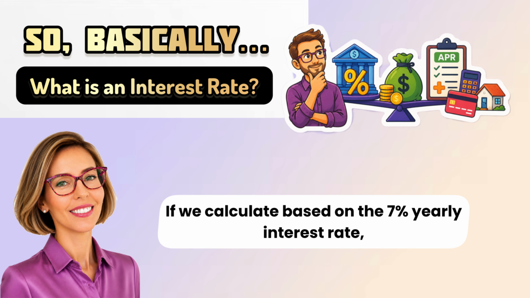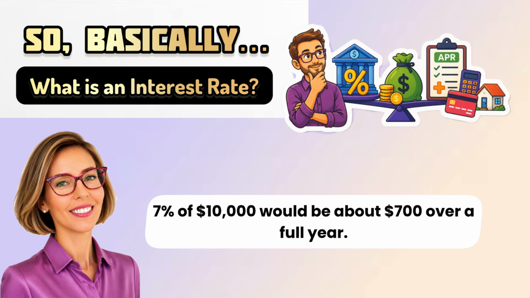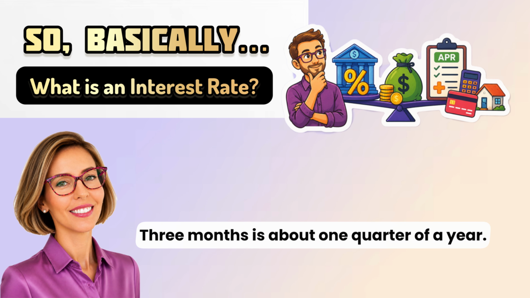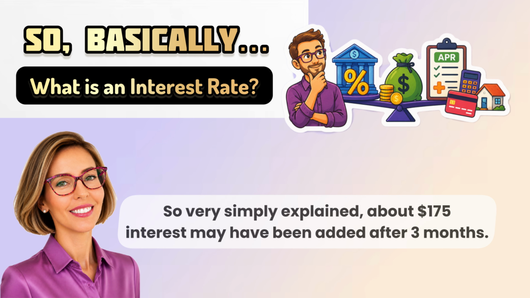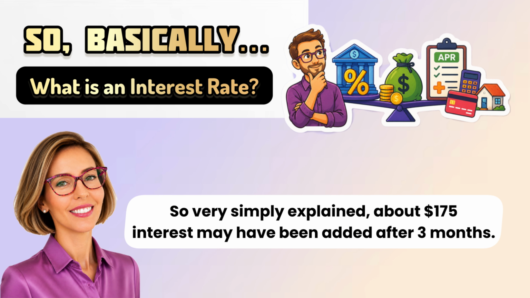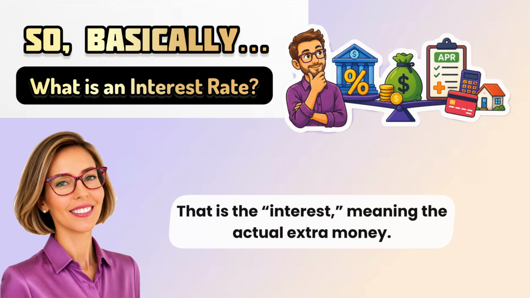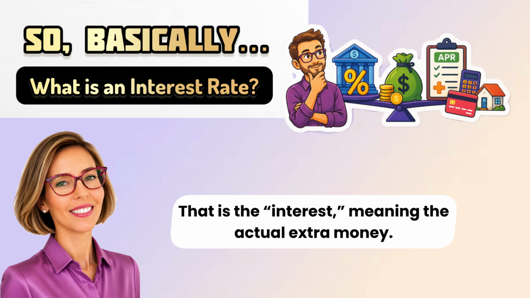If we calculate based on the 7% yearly interest rate, 7% of $10,000 would be about $700 over a full year. 3 months is about 1/4 of a year. So very simply explained, about $175 interest may have been added after 3 months. That is the interest, meaning the actual extra money.